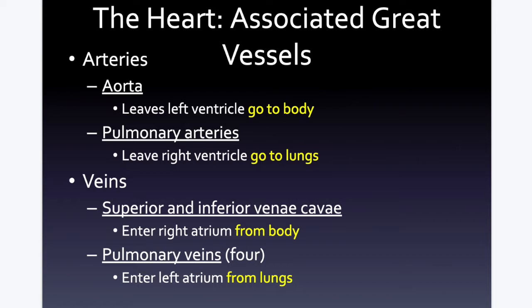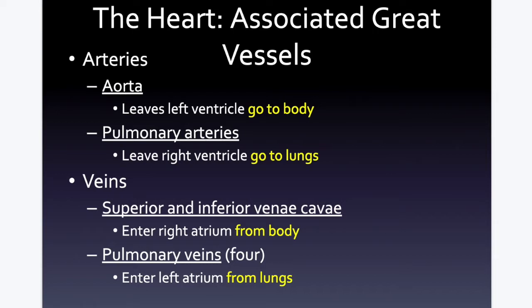So as I told you with the last lesson, there are going to be some blood vessels that you're going to need to know. Okay, we're going to go through what we call the great vessels right now. The arteries you're going to need to know are going to be the aorta and the pulmonary arteries. Okay, so the aorta is going to leave the left ventricle to carry oxygen-rich blood to the body. Your pulmonary arteries are going to carry oxygen-poor blood from the right ventricle to the lungs.